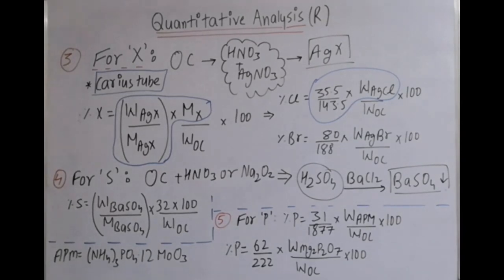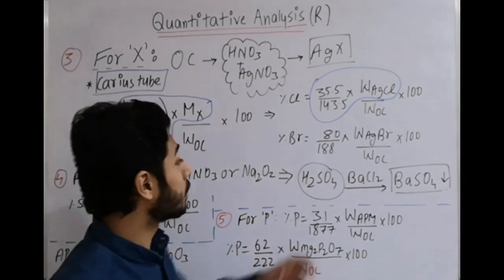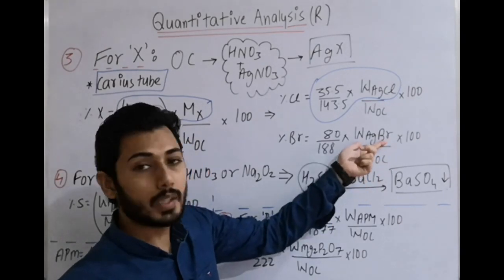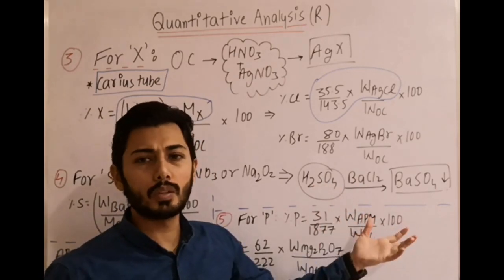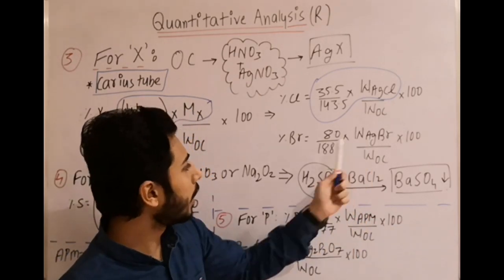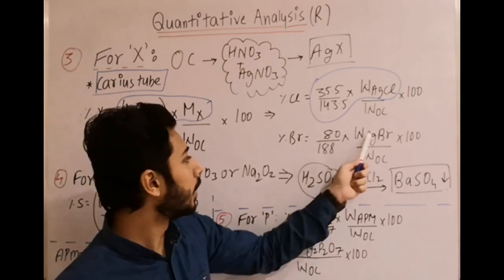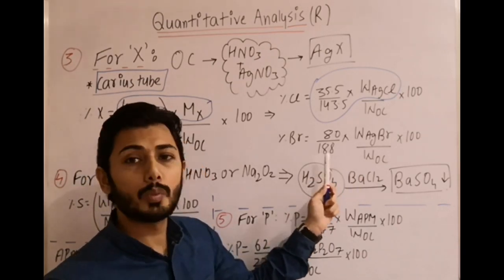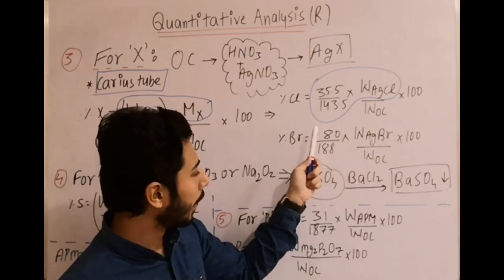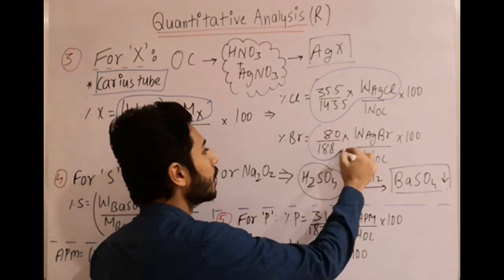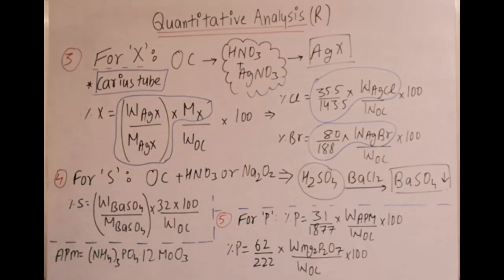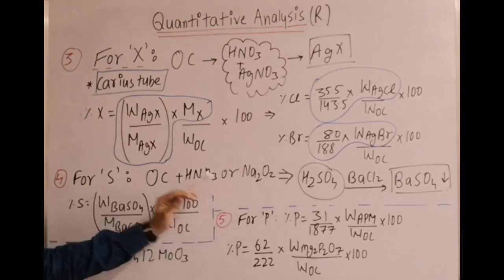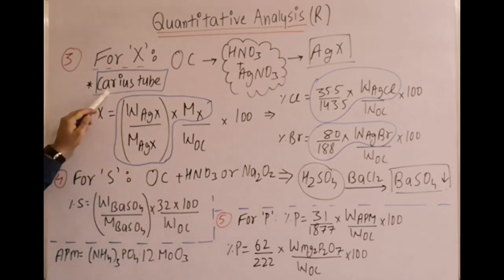Similarly, for percentage of Br, in the question you will get the mass of AgBr. These are less relevant questions, that's why I'm not putting any numericals there, you can directly solve them, they are very easy questions. Weight of AgBr upon its molecular mass will be the moles of AgBr, which will also be the moles of Br, multiplied by the atomic mass of Br, and this term is the weight of Br upon the weight of the organic compound into 100. So this will be in which tube? In the Carius tube. Similarly, the next two, sulfur and phosphorus, are also estimated in the Carius tube.